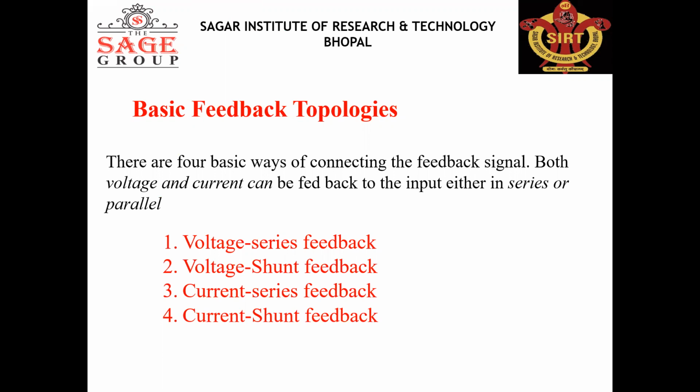amplifier. So we have to connect the output of the amplifier to the input of feedback, and the output of feedback to the input of the amplifier. These connections are known as the topology. There are four types of topologies which can be used in feedback amplifier, and these topologies are known as voltage series feedback, voltage shunt feedback, current series feedback, and current shunt feedback.